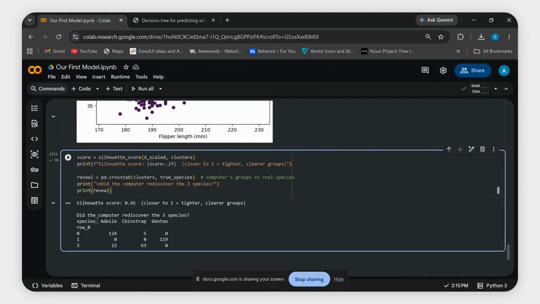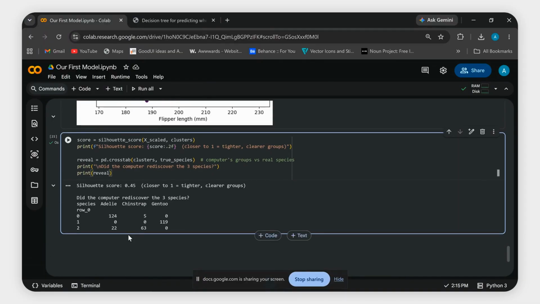A score near 0 means that the groups are blurry. But our penguins usually land around 0.45, which is actually really decent, really good. The second part is the real review, which is the pd dot crosstab. It shows us the computer's group versus the real species. So we can see that the Gentoo almost separates well.